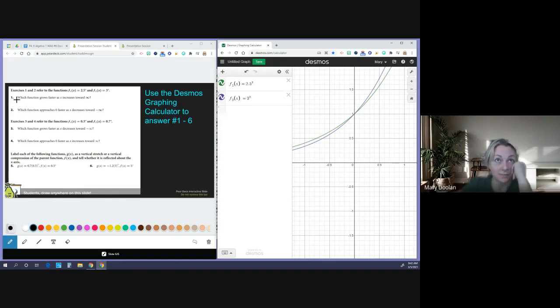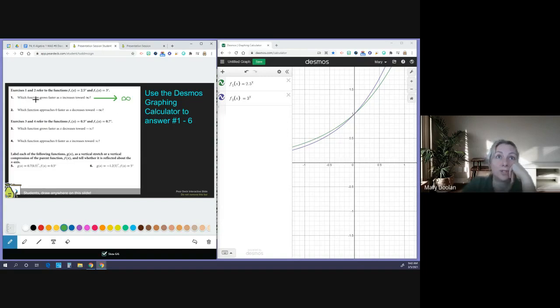Question 1 says, which function grows faster as x increases towards 0? Why did I say 0? I'm sorry. As x increases towards infinity, that means, and I'm going to draw a picture here, as x goes this way, this is towards positive infinity. As you move along the x-axis in the positive infinity direction.